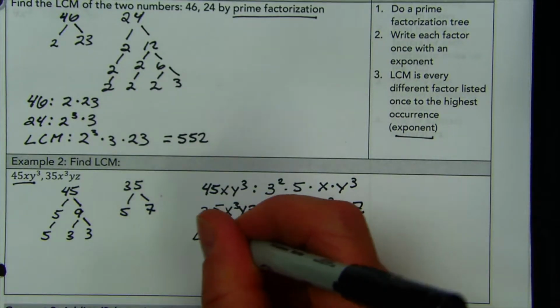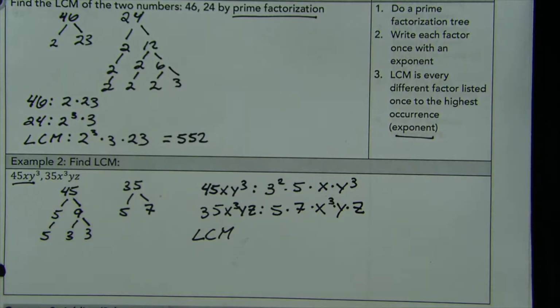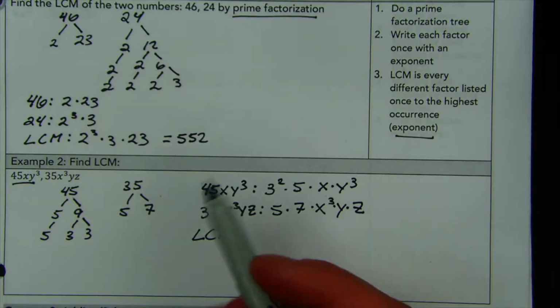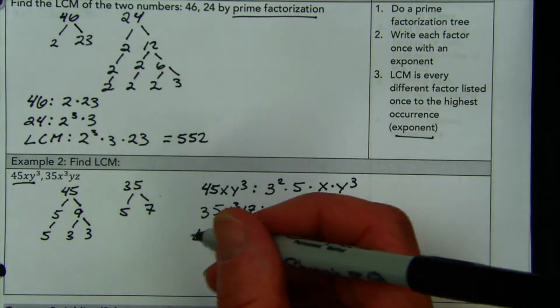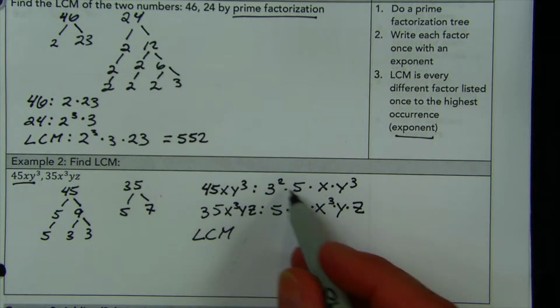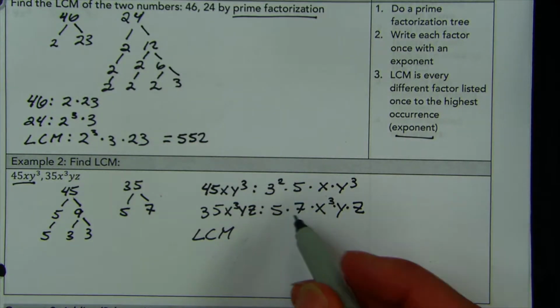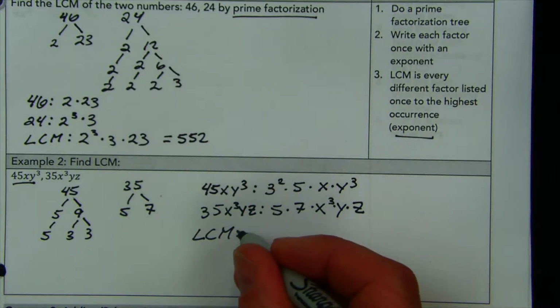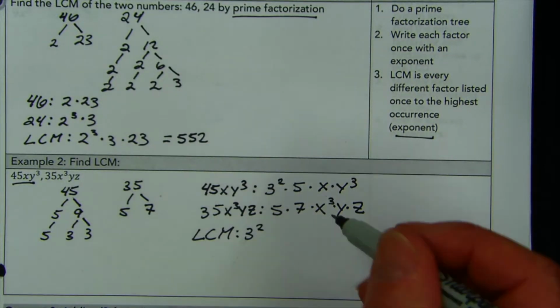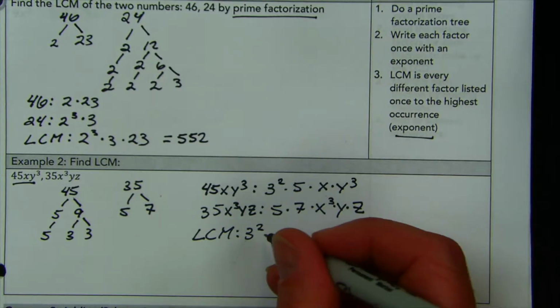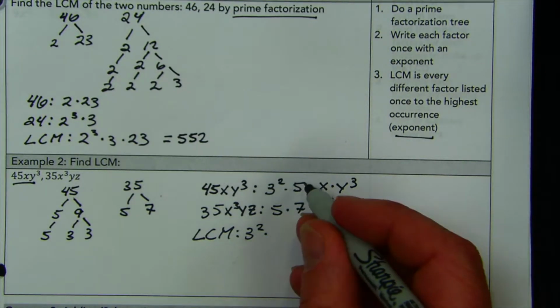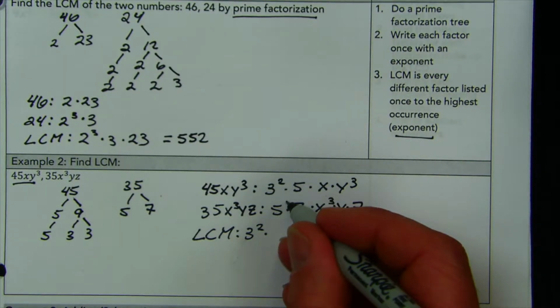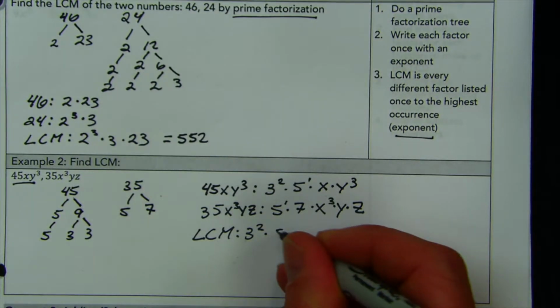All right, my least common multiple of these with the variables would be, I'm going to take one of each factor and take it to the highest power. So I have a 3. So even though this one doesn't have a 3, I'm going to include it in my least common multiple, and I have 3 squared. All right, what else do I have? I have 5. Both of them have a 5, but I'm just going to take one of the highest exponent, which is both of them are to the first power, so times 5, right?